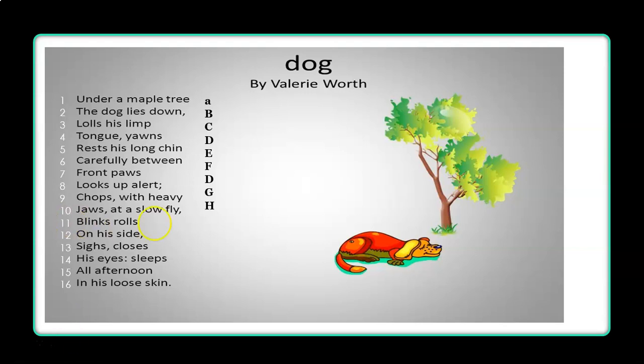I want you to do the same thing I did. Fly and tree. Fly and down. Fly and limp. Fly yawns. Fly and chin. Fly between. Fly paws. Fly alert. Fly heavy. So if nothing rhymes, remember there's a next letter.